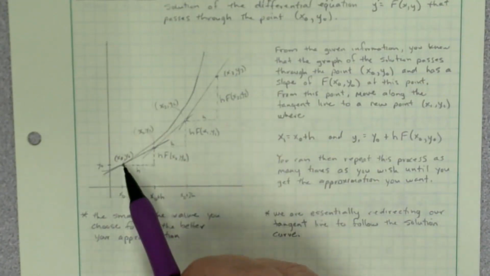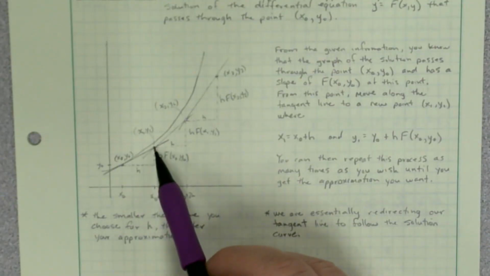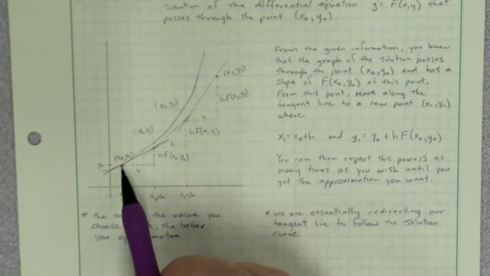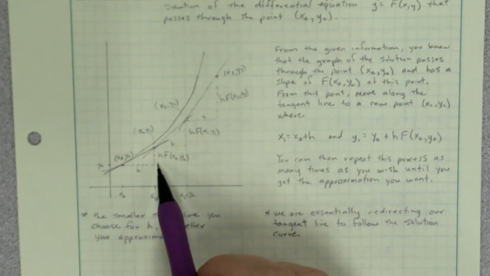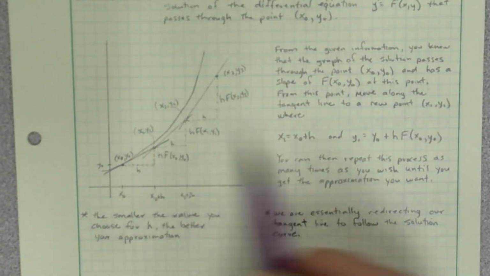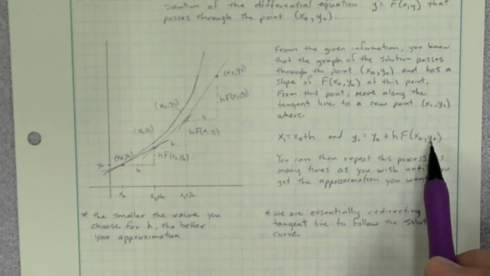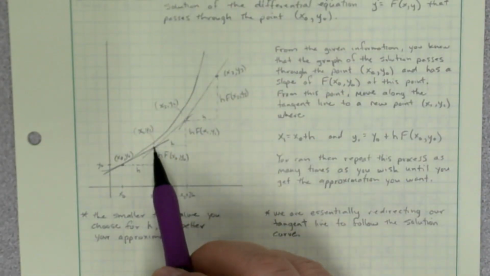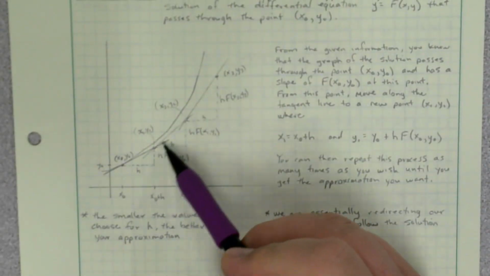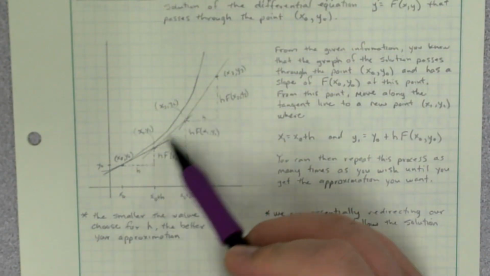From here, on this tangent line, we're going to move along to a new point, which we call x1, y1, and it is x0 plus some h value, and then y0 plus h times f of x0, y0, to give you this new y value right here: the old y value plus this change. Then from this point right here, we can create a new tangent line. It's not really tangent at this point, but it's another line.